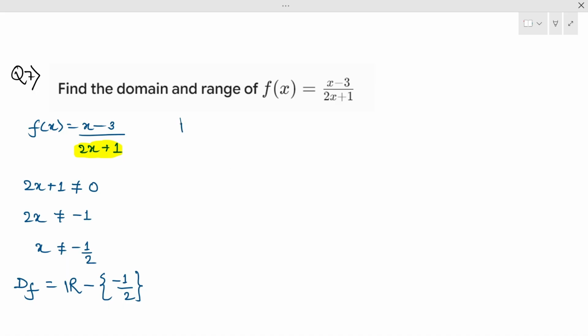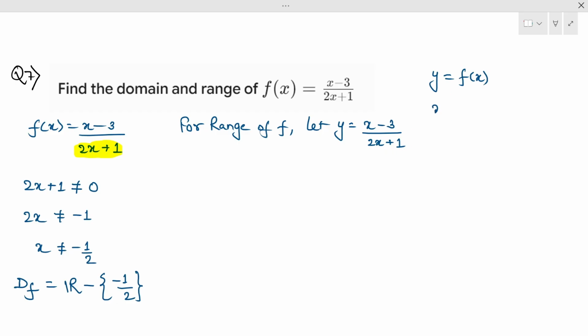How to find the range? Let us see. For the range of f, let y equal x minus 3 upon 2x plus 1, right? Now, we always write that y is a function of x. But for these types of problems, you try to find x as a function of y. How to do it? First, we will cross multiply. When we cross multiply, this will become y times (2x plus 1) equals x minus 3.